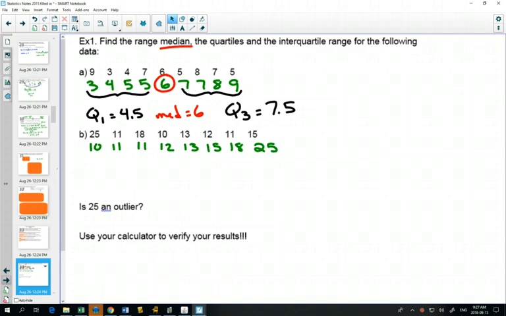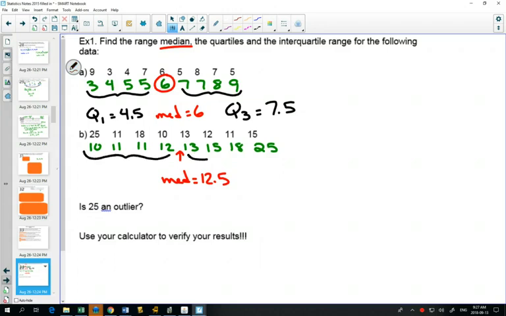The second one, we have an even number. So our median is right there at 12.5. And because the median is between 12 and 13, then to figure out our quartiles, we use all four of those values, because not one of them has been used up by the median. In this case, quartile 1 will be 11 because it's between 11 and 11, and quartile 3 will be between 15 and 18. The average of 15 and 18 is 16.5.